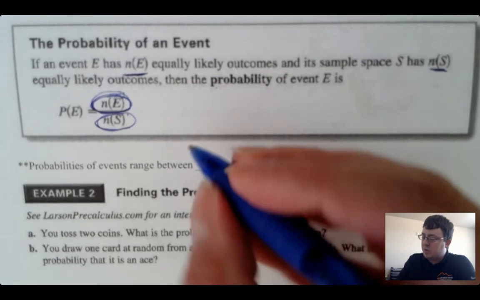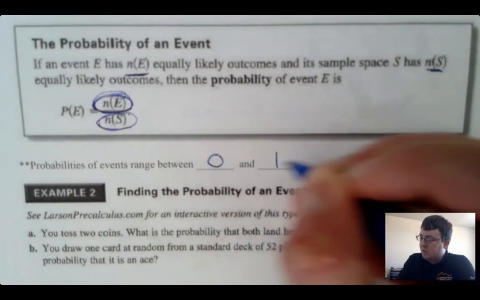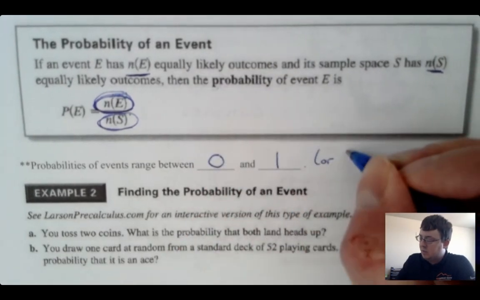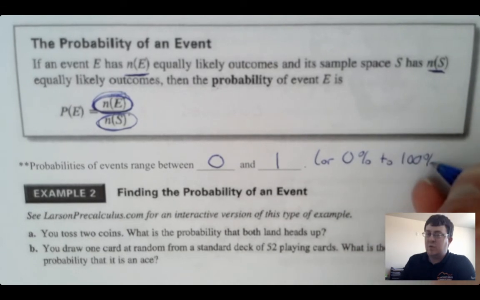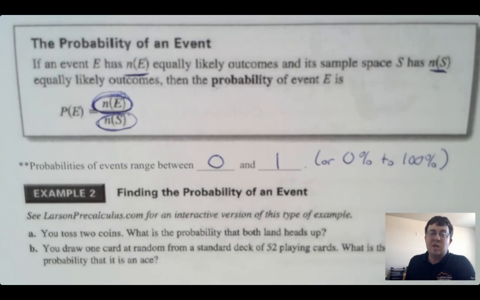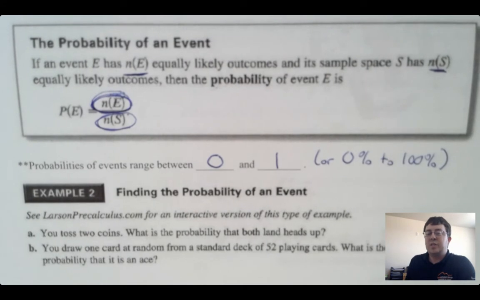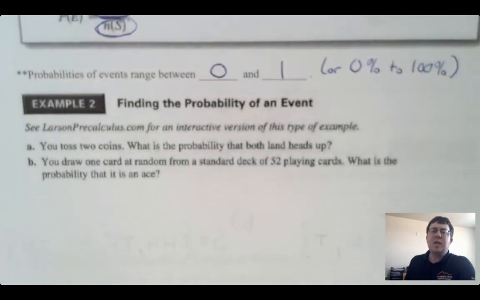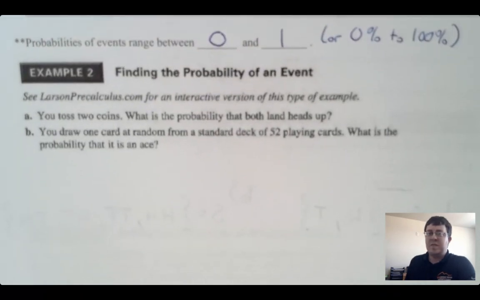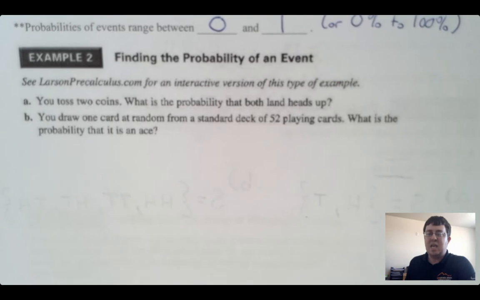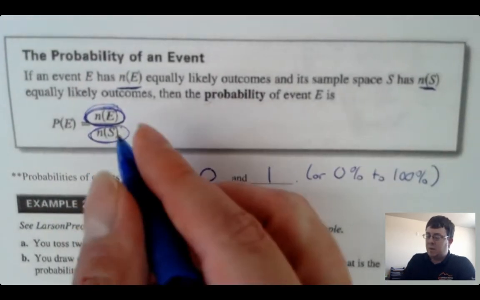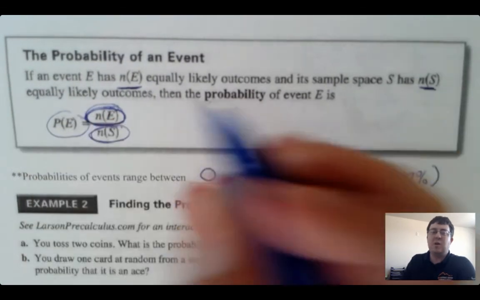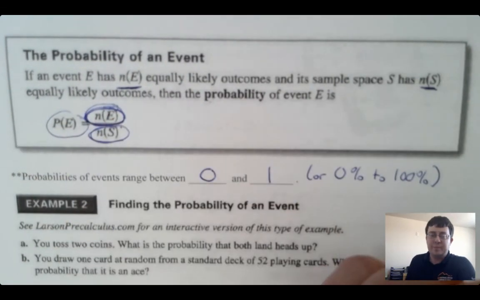Probabilities always range between 0 and 1, or sometimes people will say 0% to 100%. So if you do decimals, between 0 and 1. If you like percentages, between 0% and 100%. So let's look at probabilities in terms of that definition up here using the n(E) and the n(S), and the probability of E here. I'm going to use this formula down here a lot.